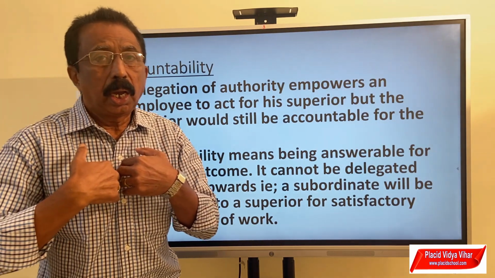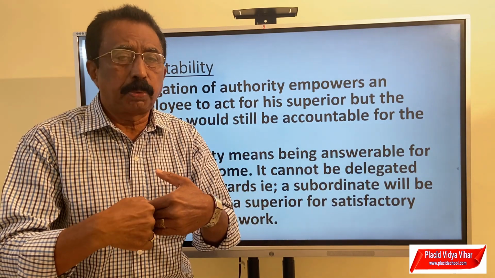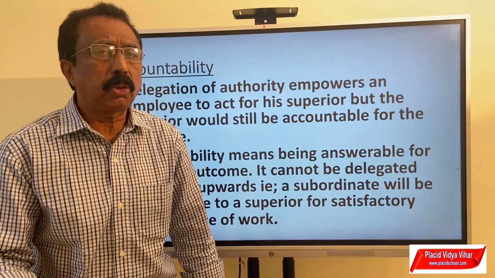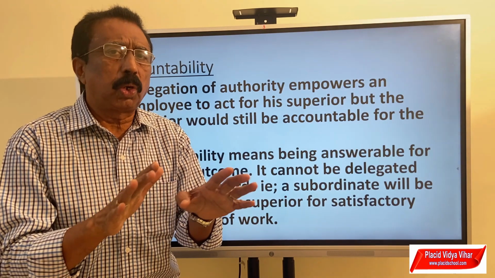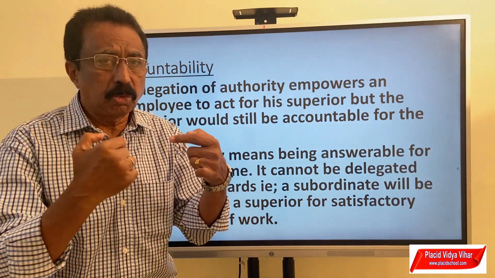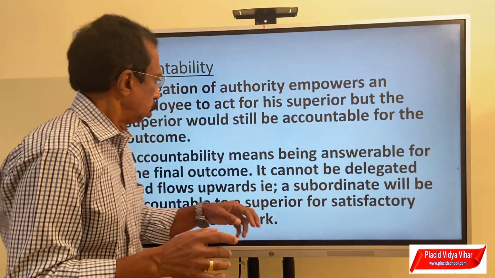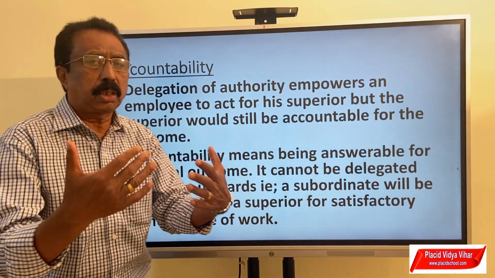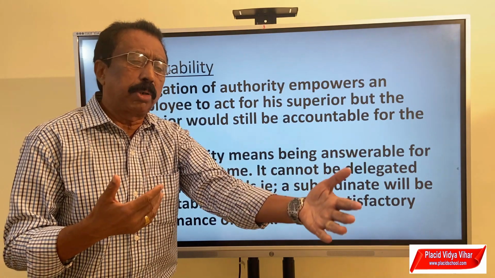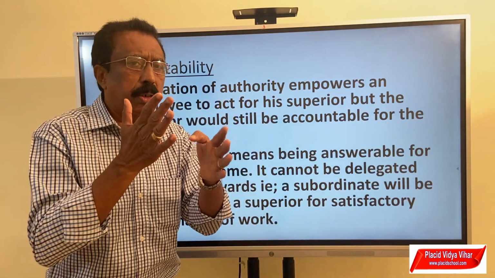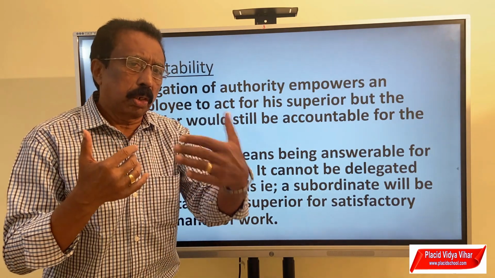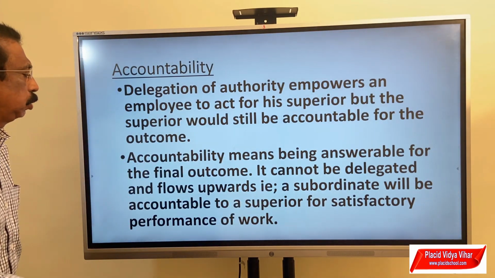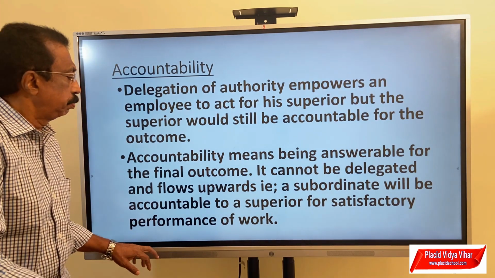So here also, I am accountable, the work is given to me, responsibility is given to me. So I am accountable, whatever I am doing, I have to report back to the principal. Only thing is that principal cannot wash his hands saying that work is given to me. He has to monitor me and make sure that I do the work. So it means being answerable for the final outcome. It cannot be delegated and flows upwards. Just like responsibility, I am accountable to the manager, to the principal. So it is going upwards. So remember, only authority is flowing downwards. Responsibility and accountability are flowing upwards. That is, a subordinate will be accountable to a superior for satisfactory performance of work.